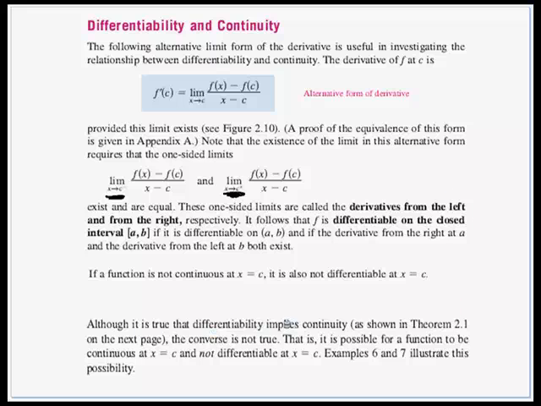Although it is true that differentiability implies continuity, the converse is not true. That is, it is possible for a function to be continuous but not differentiable. If it's not continuous, it's definitely not differentiable. But just because a function is continuous does not mean that you can take a derivative at any point. Examples 6 and 7 are going to go into two cases where this happens.